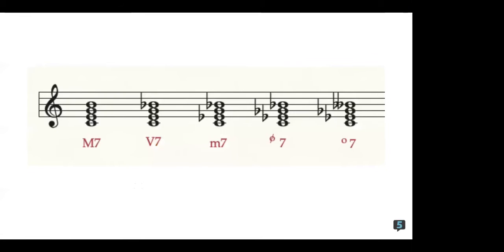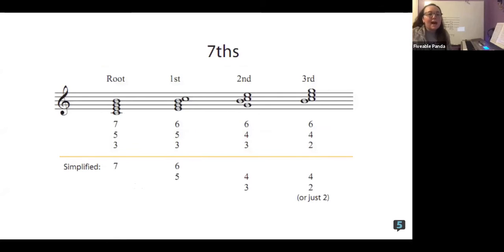Okay. So this is just an example of what I was just doing. And here we have inversions. So let me erase this and we'll do the inversions quickly together. If I had a C major 7th chord, it just looks like this. No sharps, no flats.